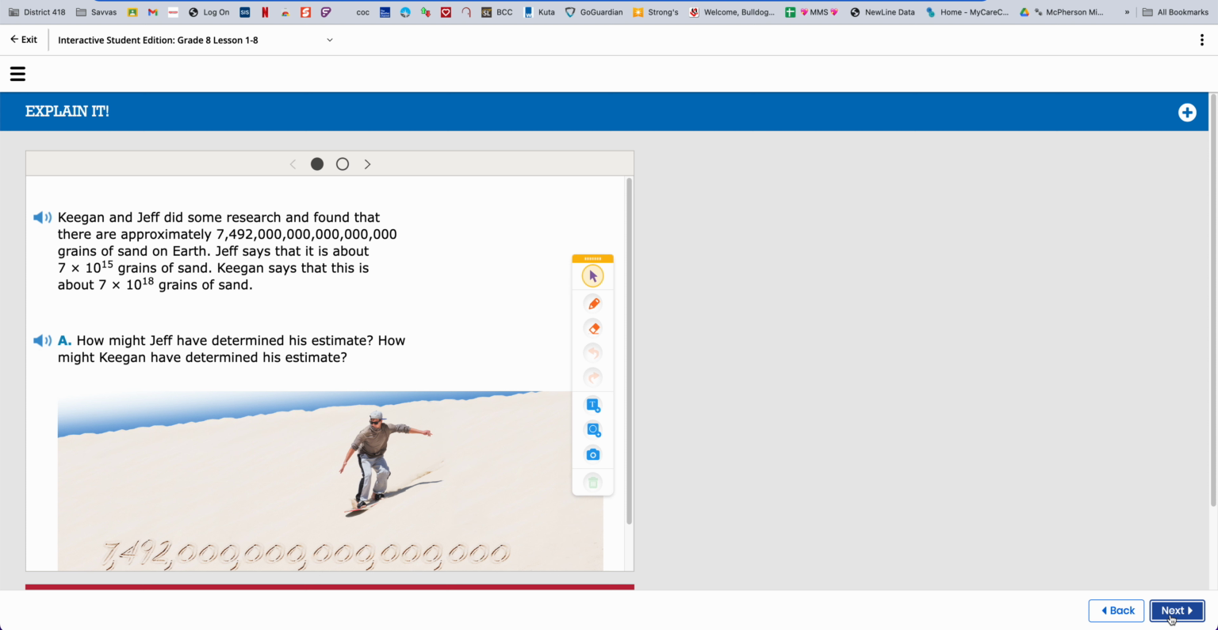People were talking. So Keegan and Jeff did some research and found out that there are 7 quintillion, 492 quadrillion grains of sand on Earth. I don't know where they researched this. I don't know what the basis of their fact checking is, but somebody has estimated that number to be 7 quintillion, 492 quadrillion grains of sand. I don't know who would count that. I think most of them were in my shoes the last time I went to the beach.